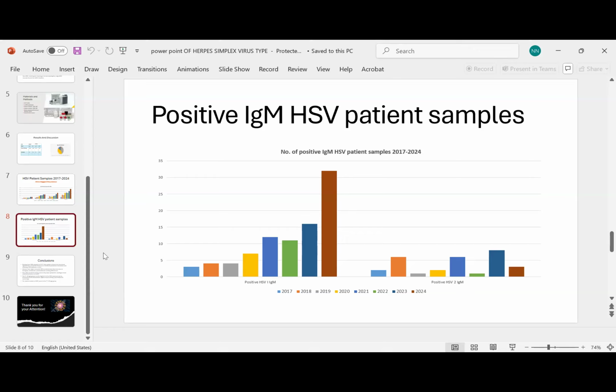More people resumed routine sexually transmitted infection testing after disruptions in 2020-2021. And from 2023 to 2024, we have continued high positivity. The ongoing rise suggests that herpes simplex virus is becoming more commonly diagnosed, possibly due to improved testing protocols and greater public health awareness. Also, urbanization and population growth contribute to higher transmission rates. Medical professionals are increasingly recommending routine herpes simplex virus testing, leading to higher detection rates.